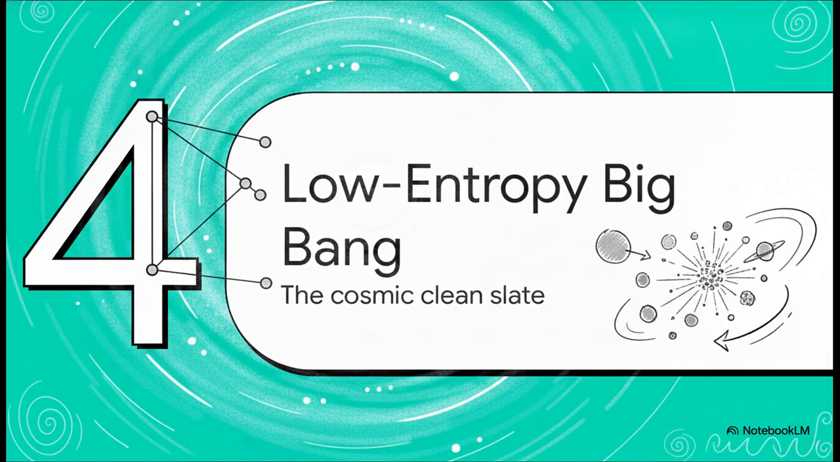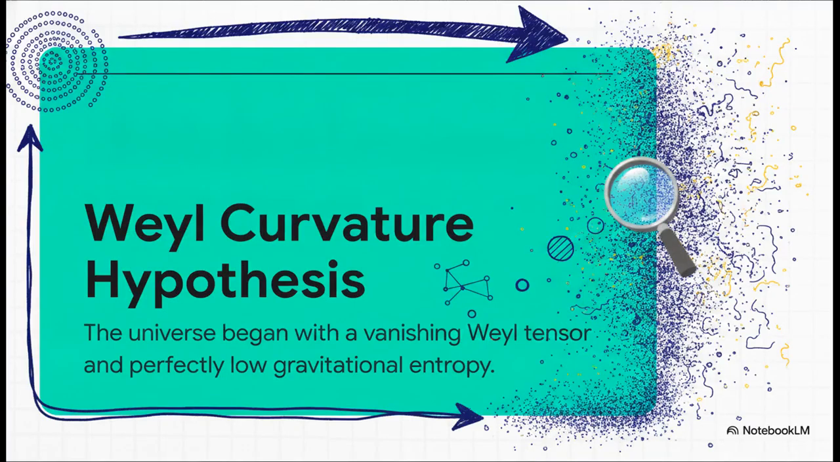Section 4, the low-entropy Big Bang. Armed with the knowledge that information and physical reality share this deep, underlying link, let's rewind the clock all the way to the very beginning of everything. If the universe is constantly moving towards higher entropy, meaning more disorder, more missing information, then to have a forward-moving arrow of time, the universe had to start in a highly structured, perfectly low entropy state.